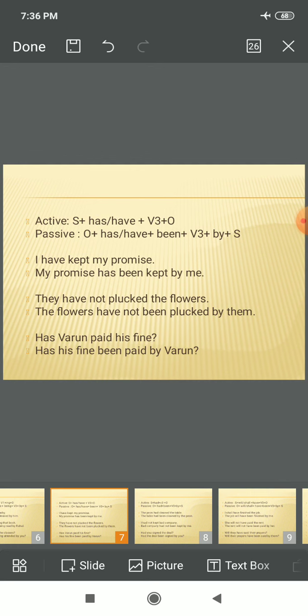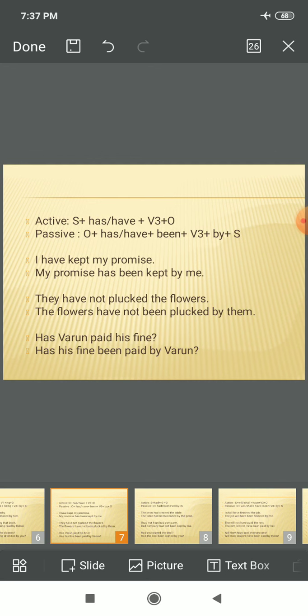Next is, they have not plucked the flowers. Have is there, plucked verb's third form is there, right? So, the flowers would come in the beginning, have not been plucked by them. Remember again, have not been, right? Been is added along with has or have according to the situation. Flowers are plural, that's why have will remain have here, right?